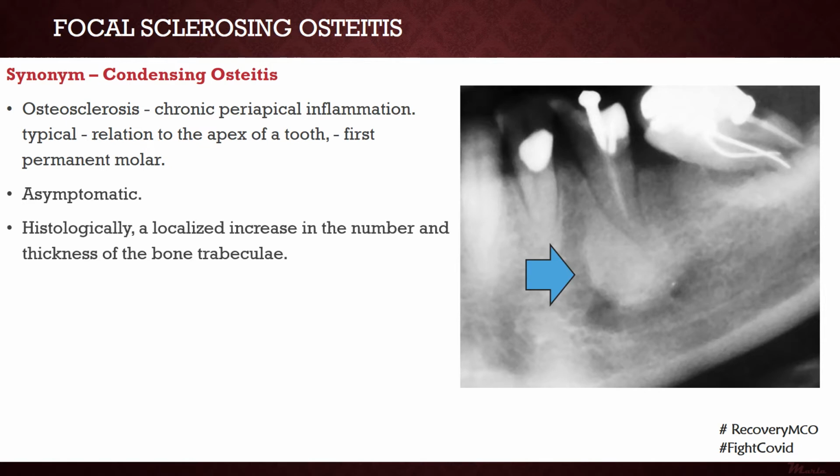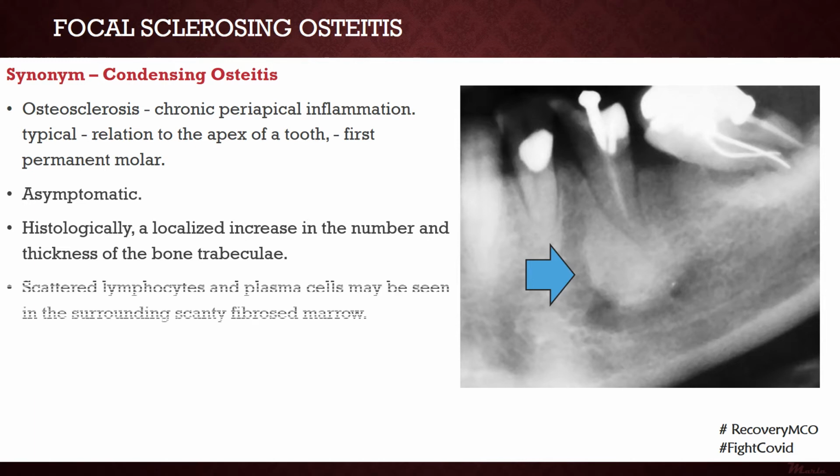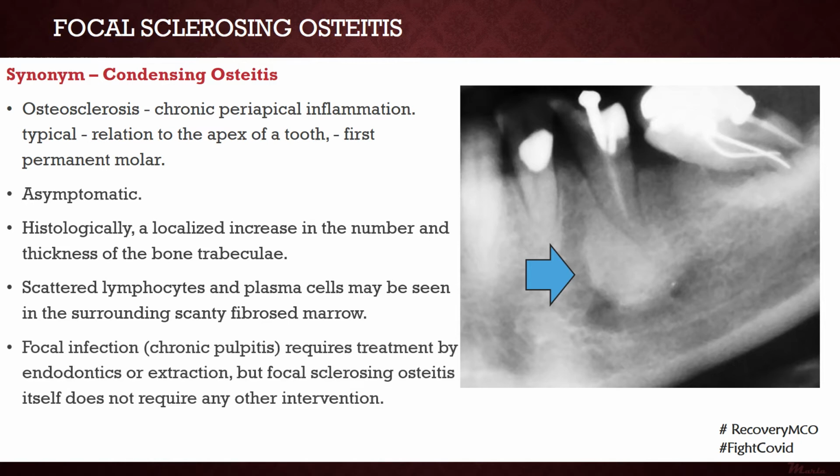Histologically, this lesion would show a localized increase in the number and thickness of bony trabeculae. The bone which is formed is of normal quality. A few scattered lymphocytes and plasma cells may be seen in the surrounding scanty fibrous tissue. Since there is more bone formation, the marrow may become less in amount. It should be remembered that it is probably because of a low-grade chronic periapical inflammation.